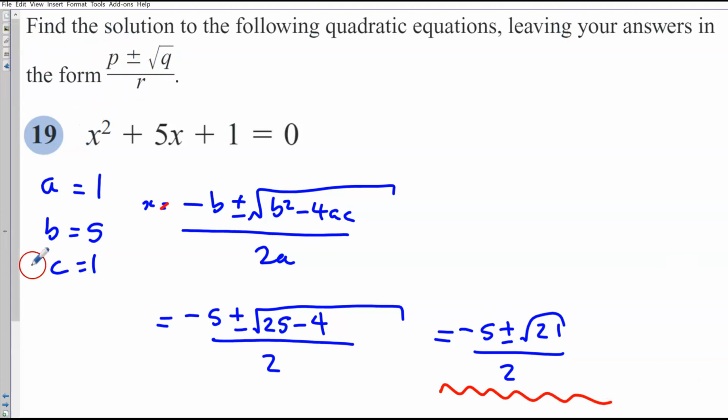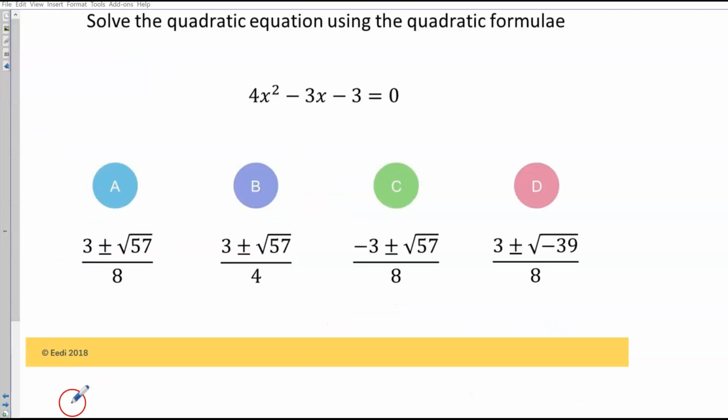Yeah, much easier. So one for you to have a go at. So hit pause and then start solving it.